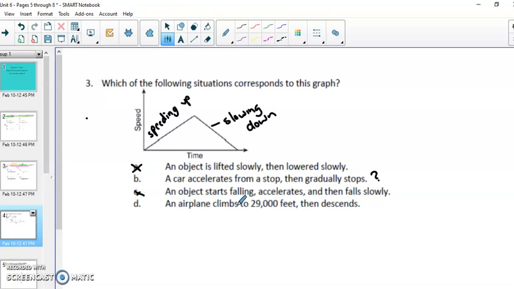An airplane climbs, and then it descends. We're talking about speeding up and slowing down. So the only choice is B.